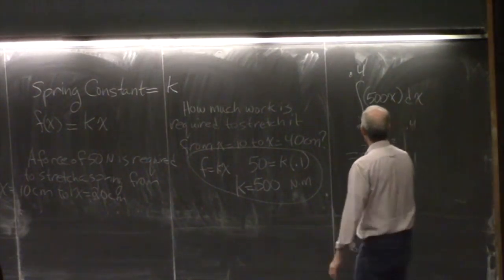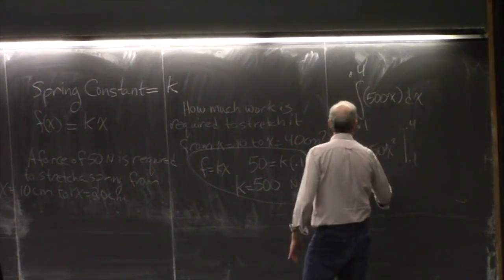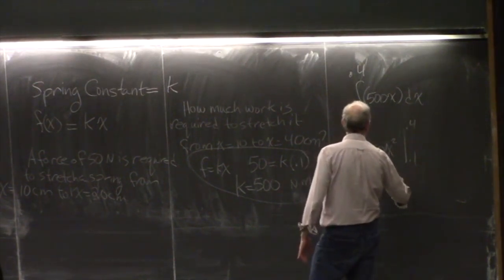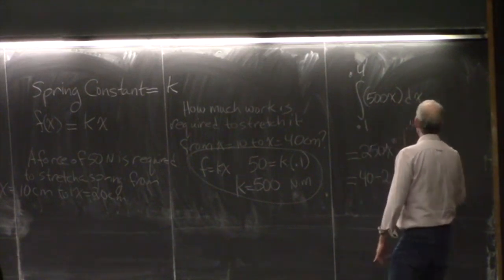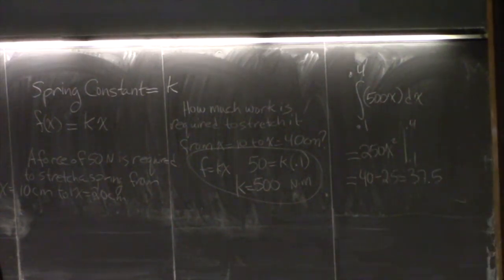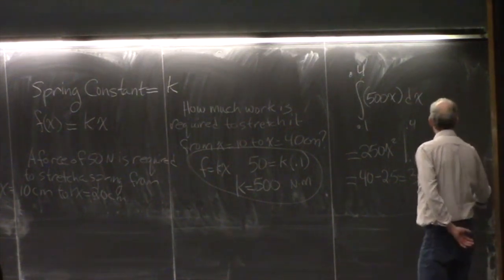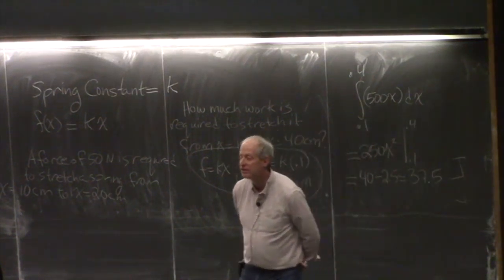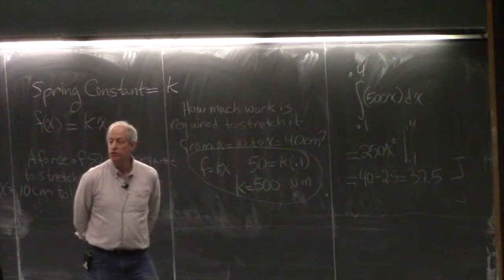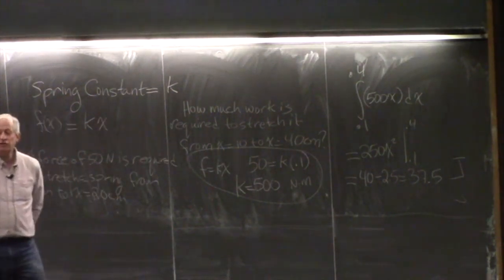So that's equal to 40 minus 2.5, which is 37.5. I think that's correct. And if you're wondering what the units are, the units are joules. Joules, named after some French guy named Joule.